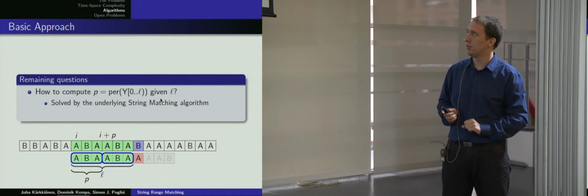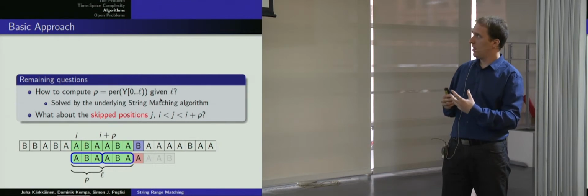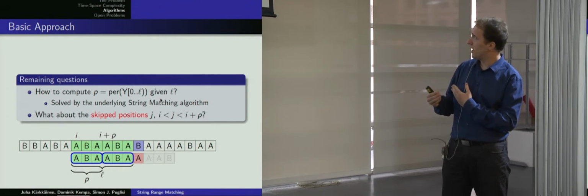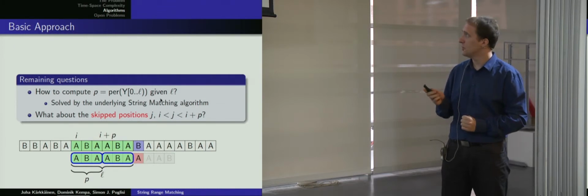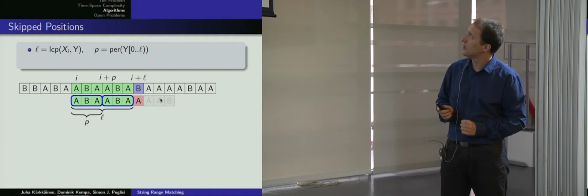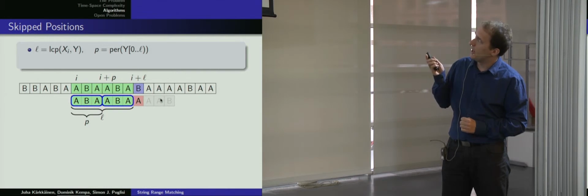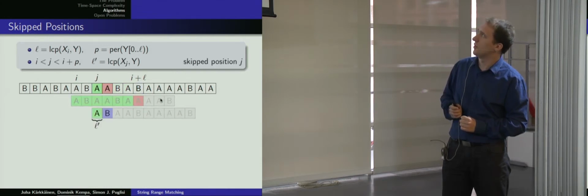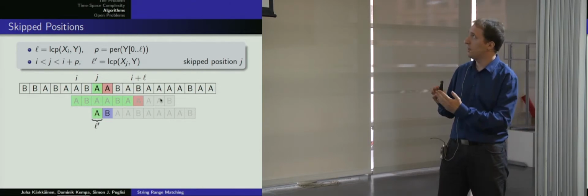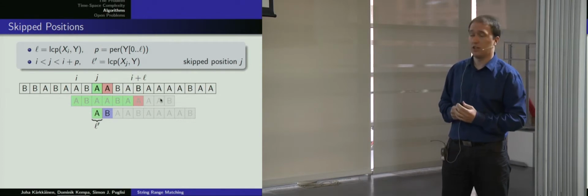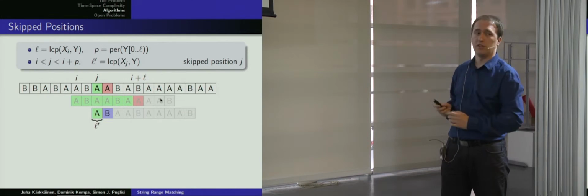What's more relevant for the problem is the status of the suffixes at the skipped positions. So are the suffixes between positions I and I plus P smaller than the pattern or not? Let's have a closer look at this. Let's take one of those positions between I and I plus P. In this example, let's see at I plus 2. So this is the position J. It's right there. And now let L prime be the longest common prefix of the pattern and the suffix of text starting at position J. So we have the pattern aligned with two positions in the text, I and J.